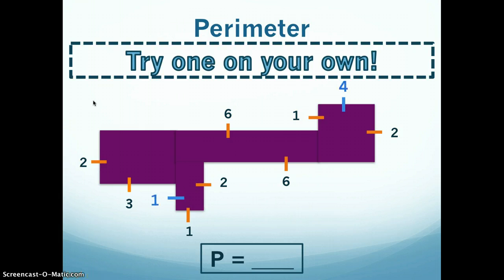Add up all of your sides to find your final perimeter. Double check your work. Your final answer should be 28.